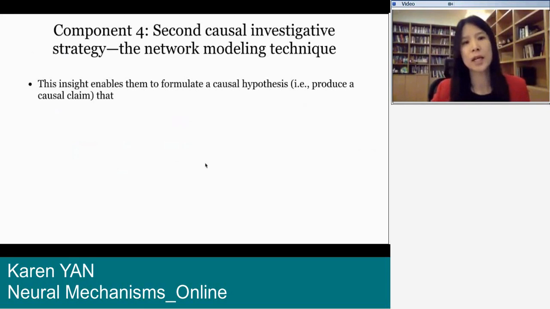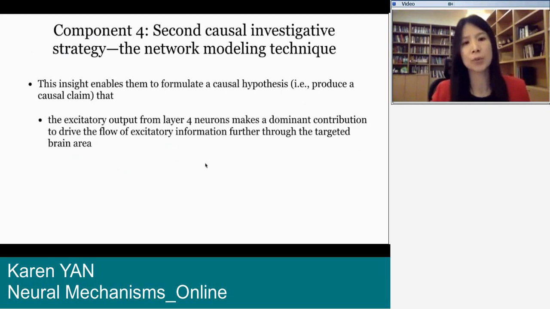And this insight enables them to formulate a causal hypothesis, that is, to produce a causal claim that the excitatory output from layer 4 neurons makes a dominant contribution to drive the flow of excitatory information further through the targeted brain area.